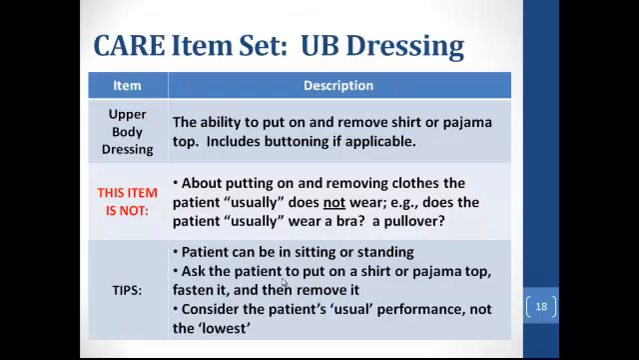The next item is upper body dressing. It is defined as the ability to put on and remove a shirt or a pajama top. It includes buttoning, snaps, ties, or any other closure mechanism if that is applicable.